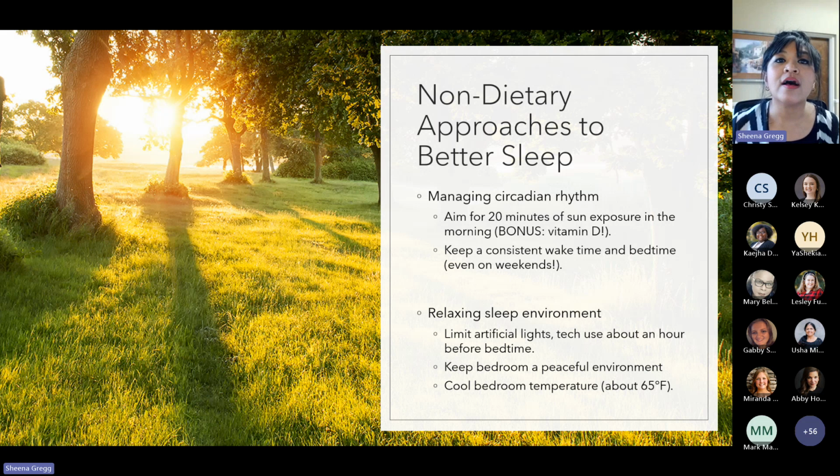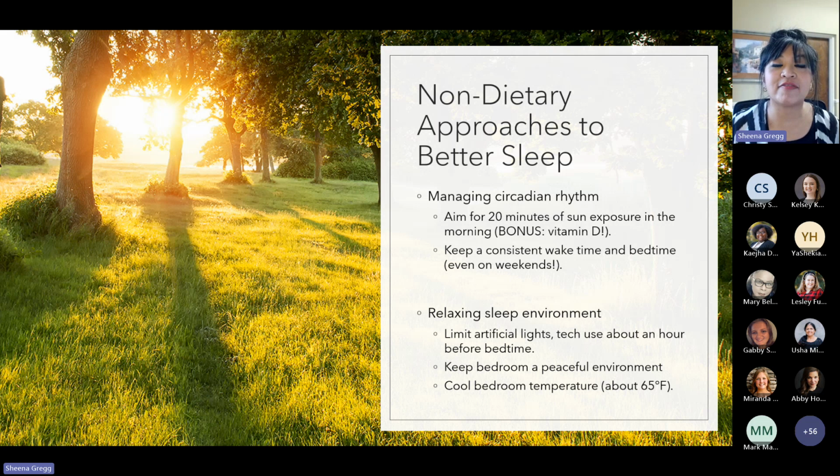Some other non-dietary approaches to better sleep, when we just think about trying to manage our circadian rhythm as a whole, aiming for getting at least 20 minutes of sun exposure in the morning, because hello, we're going to naturally be getting some vitamin D synthesis from that too, from being outside and getting that sun exposure. So, having exposure to natural light for a certain length of time during the day, that's going to be really helpful for our circadian rhythm.